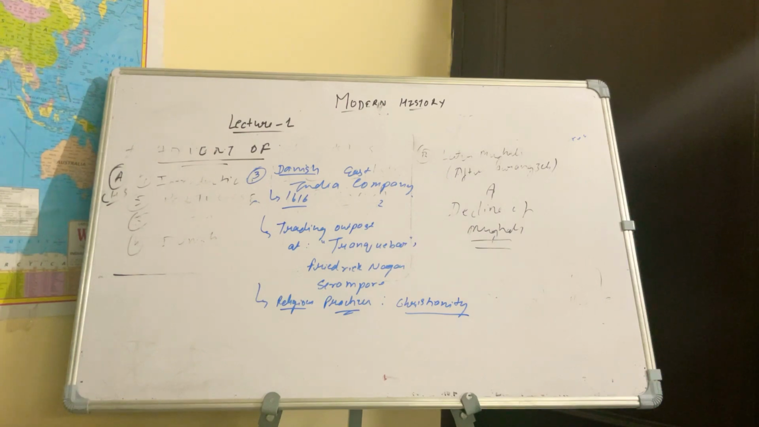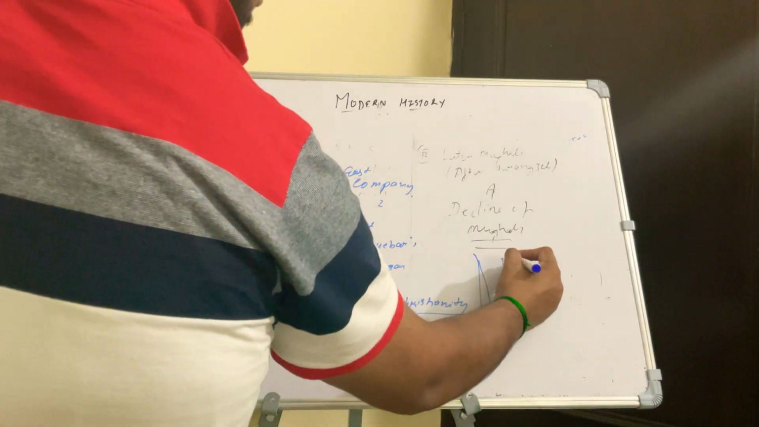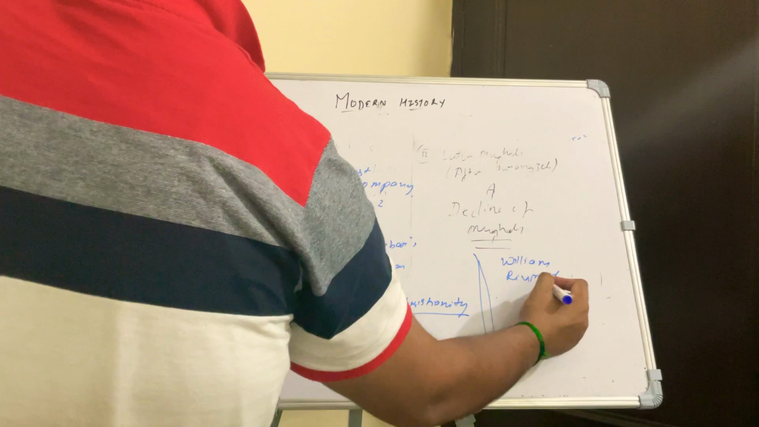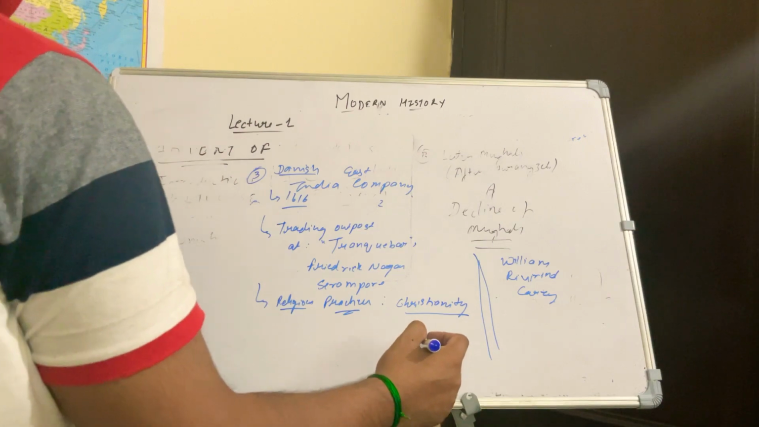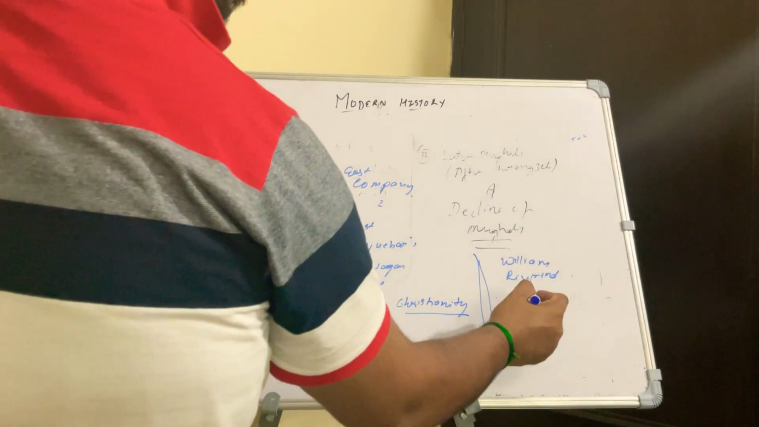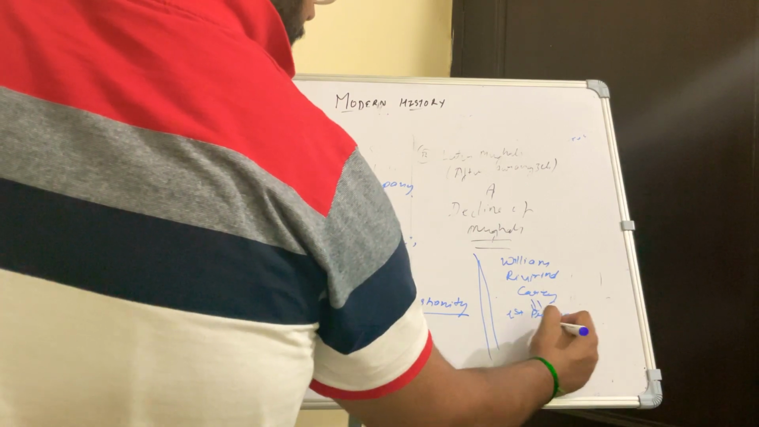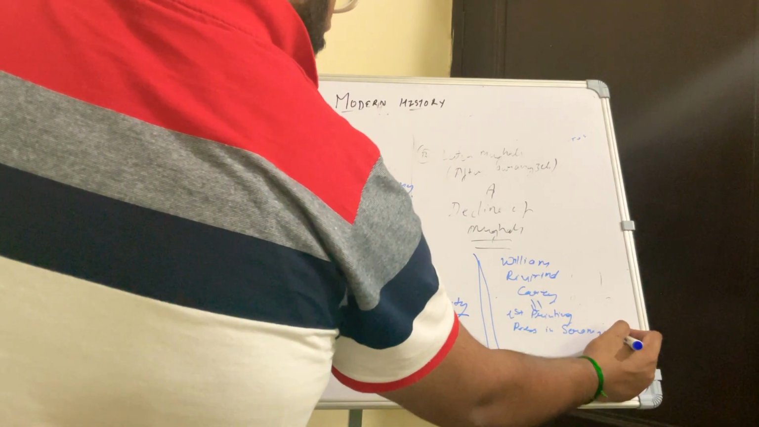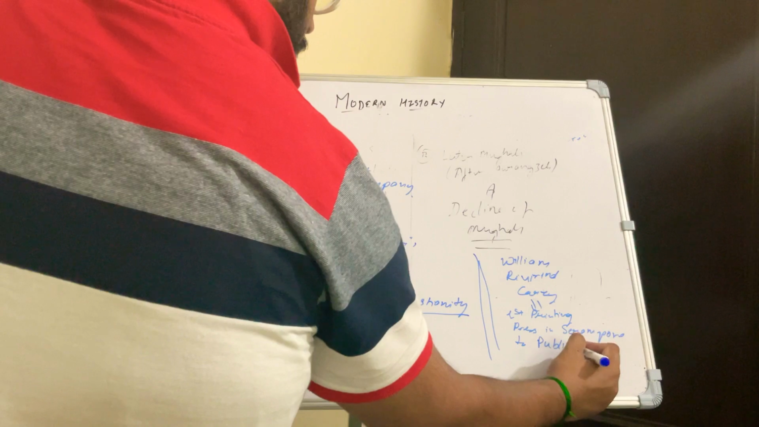Fourth point you write, Danish officer William Reverend Carey established a printing press in 1799 at Sirampur to publish Bible. So he established the very first printing press in Sirampur to publish Bible.